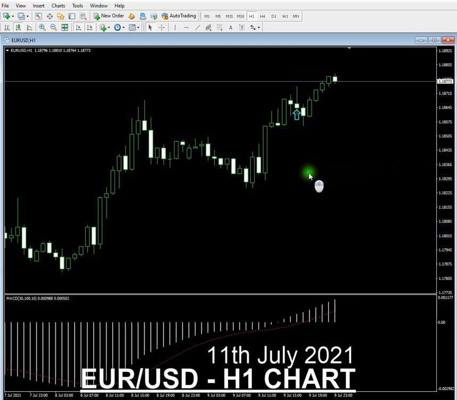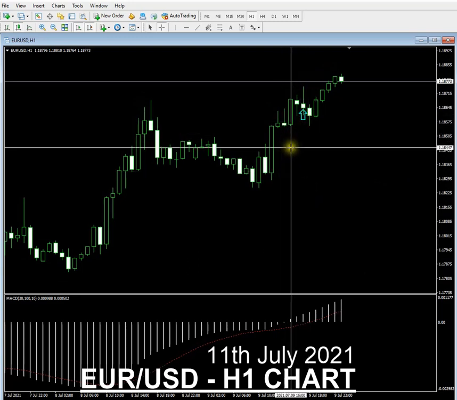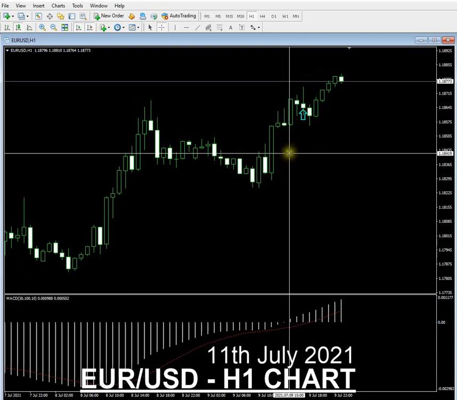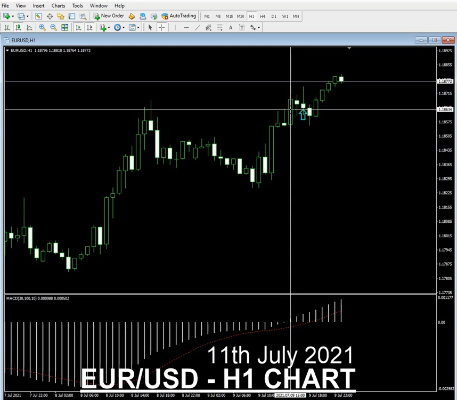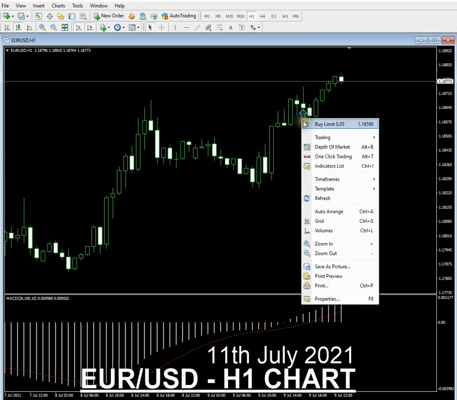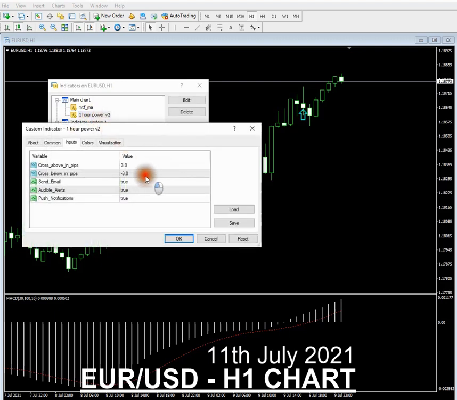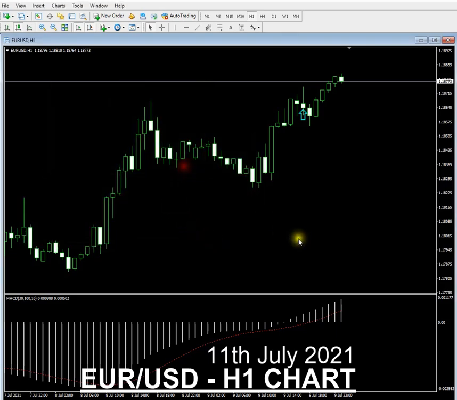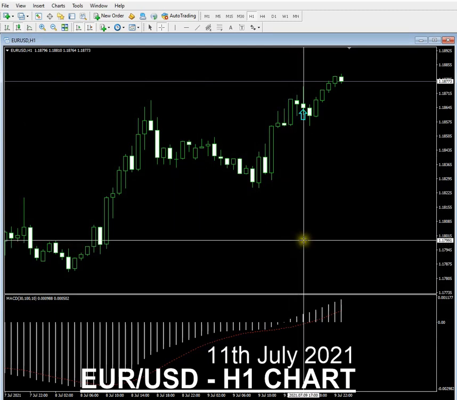And you'll notice that this arrow here is based on not just the standard crossover of the MACD, because that would be on this candle here. This indicator is based on the MACD crossover, but plus 3 pips or minus 3 pips. So that means that not only has the MACD got to cross over the zero line, but it's got to do so with 3 pips.